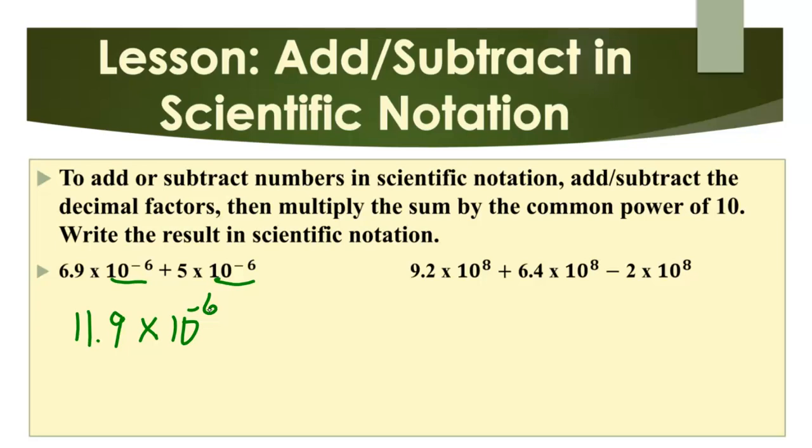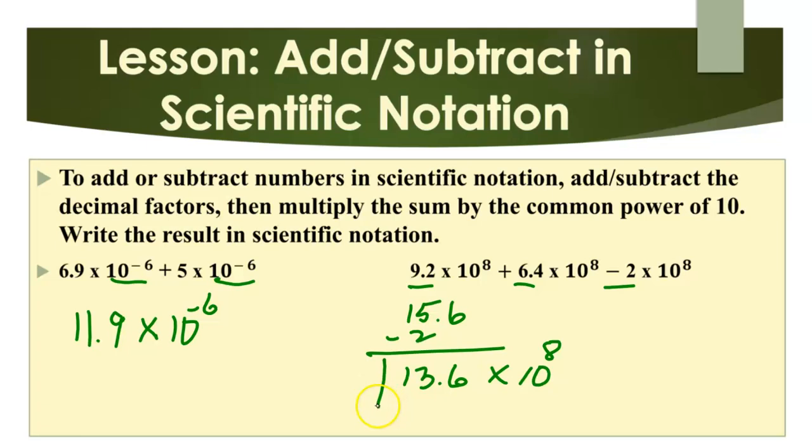This one here, they're all times 10 raised to the 8th power. So I take 9.2 plus 6.4, which is going to give us 15.6. And then I have to subtract 2 from that. And that's going to give us 13.6 times 10. And then since the exponents are all the same, I keep it as 8. So my answer would be 13.6 times 10 to the 8th.